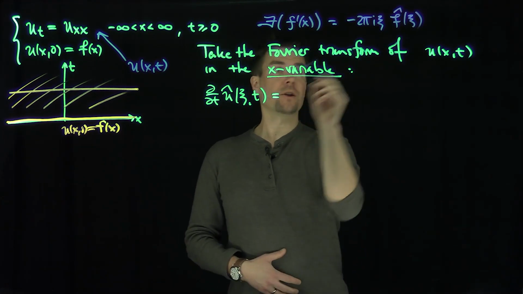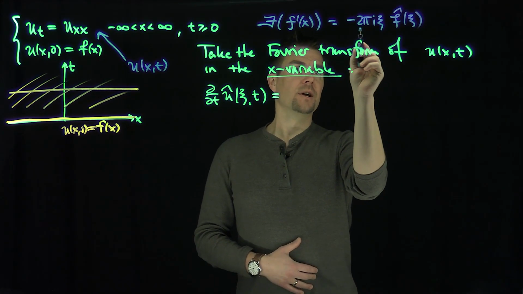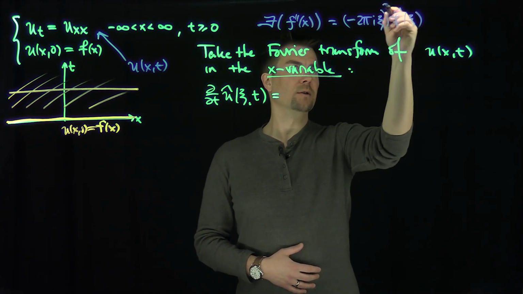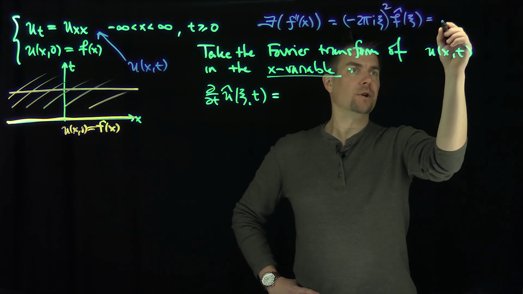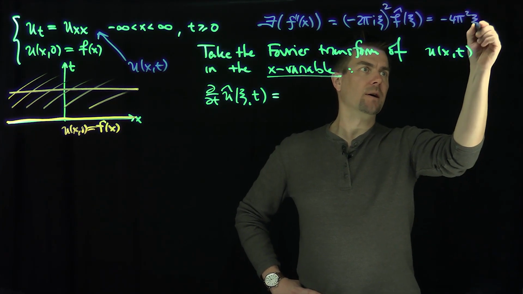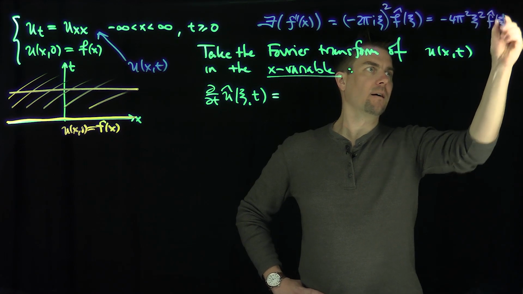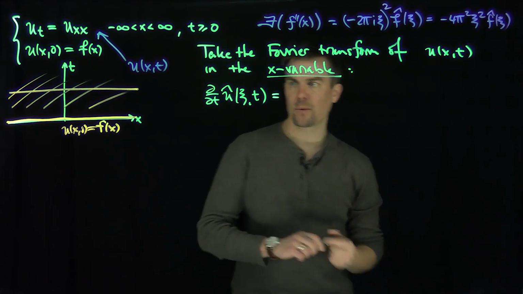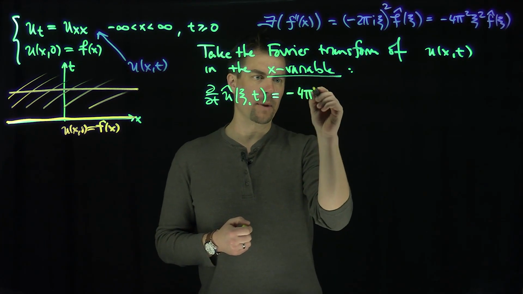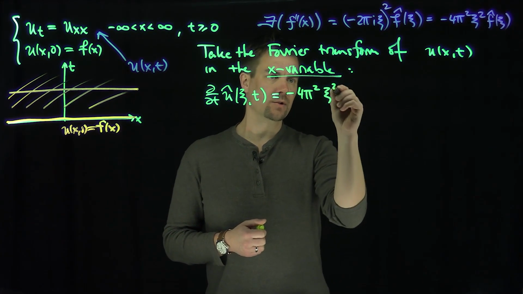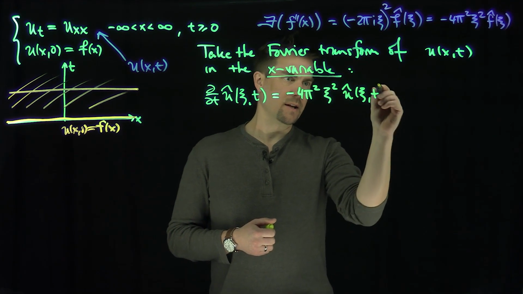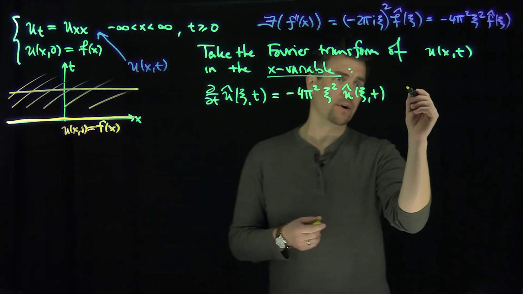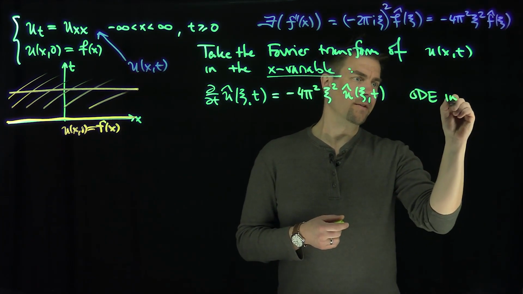And so if I do two derivatives, that quantity will be squared, and this would turn into negative 4 pi squared xi squared f hat of xi. So what we're going to have on the right-hand side of the equation is exactly negative 4 pi squared xi squared u hat of xi, t. And what the Fourier transform has done is take this PDE and turn it into an ODE. So this is an ODE in the t variable.